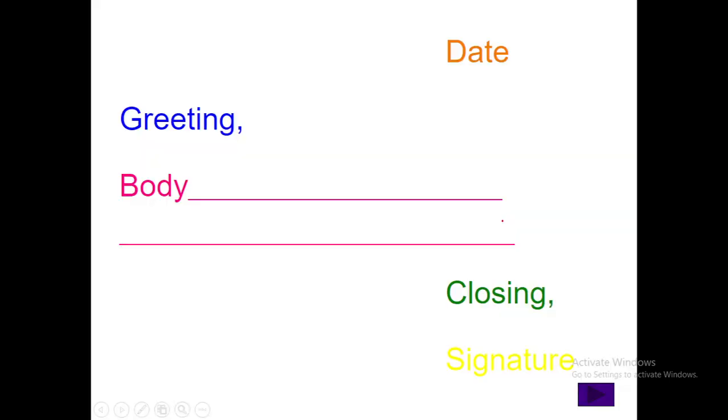So that's all for today. We are talking about letters these days, and in the coming lectures we will look at some other formats and for some other types of letters.